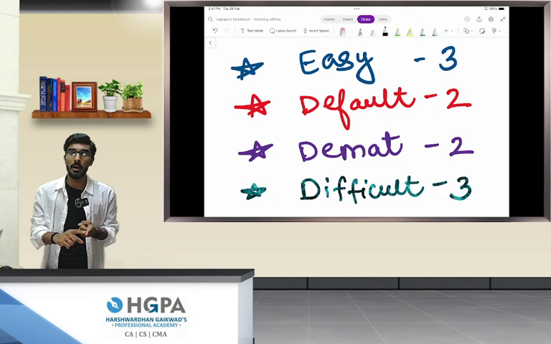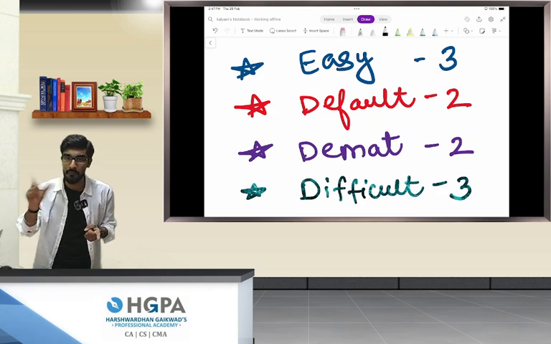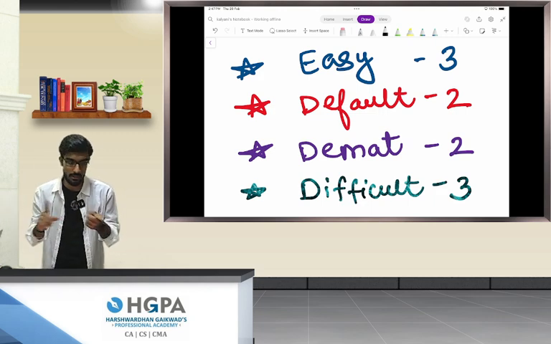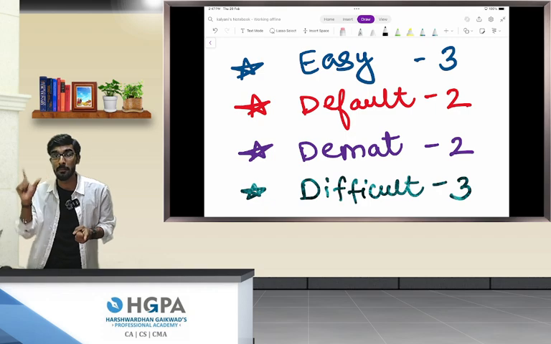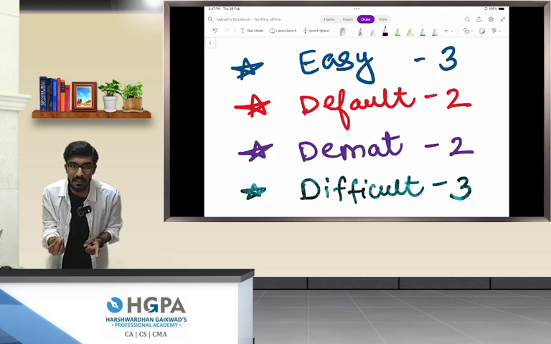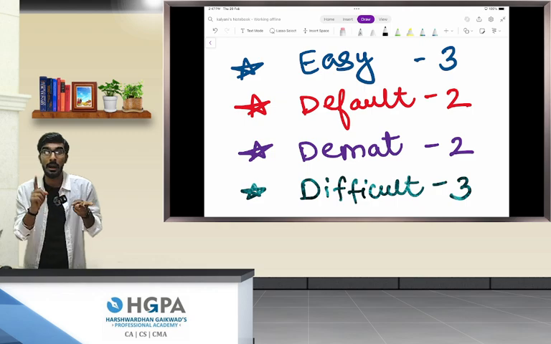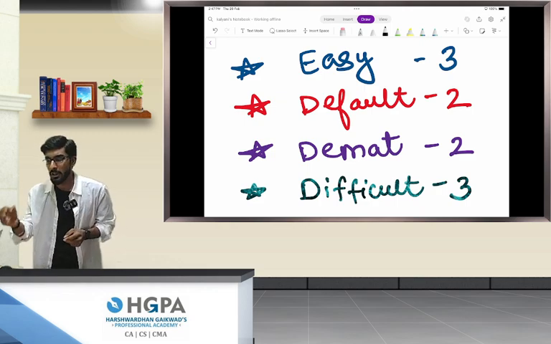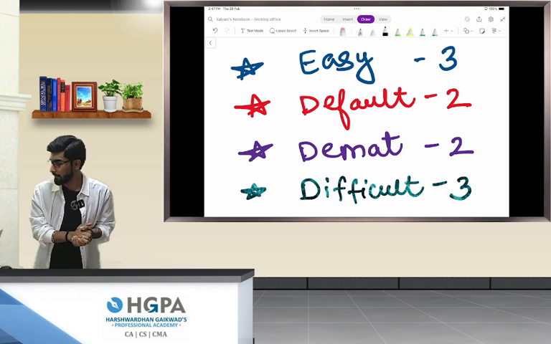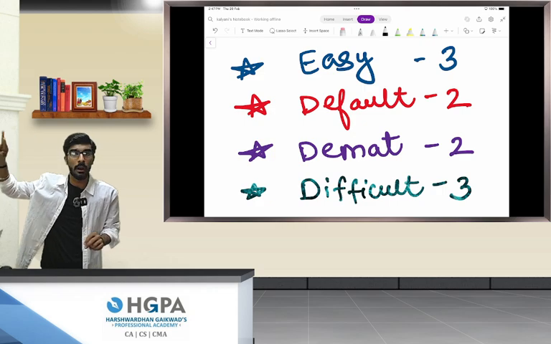Number one was agreement should be made with the depository to convert physical shares into electronic shares. Depository can be NSDL or CDSL. Demat 1 point over. Another point for demat is promoter's shares should be held in demat form. Clear? So two points related to default, 2 points related to demat.